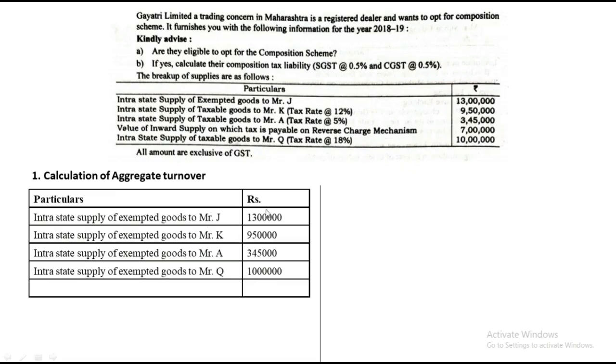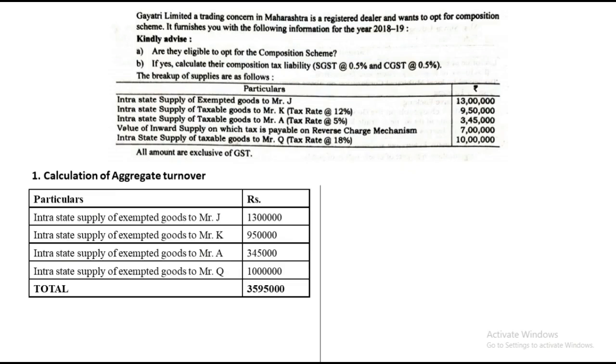Now the next step is very simple. We just need to add up and check. So 13 lakhs plus 9 lakh 50 thousand plus 3 lakh 45,000 plus 10 lakh, the total comes to around 35 lakh 95,000. Now, from here, very interesting things. We need to note down all the rules now. The first rule was that since he is from Maharashtra, another state, the threshold limit is 1.5 crores. The rule for composition levy was that if the person's aggregate turnover is less than the threshold limit, he will be eligible for applying for the composition scheme.